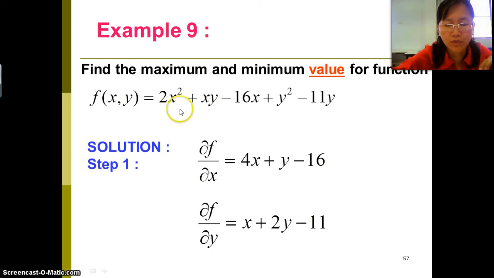So for the first term, we differentiate with respect to y. The first term is a constant. We don't get any variable y, so it's a constant, so it will be 0. Second term, when we differentiate with respect to y, we have the x. The third term is also a constant, so it will be 0. Differentiating y squared with respect to y will be 2y, and 11y when differentiated with respect to y will be negative 11.